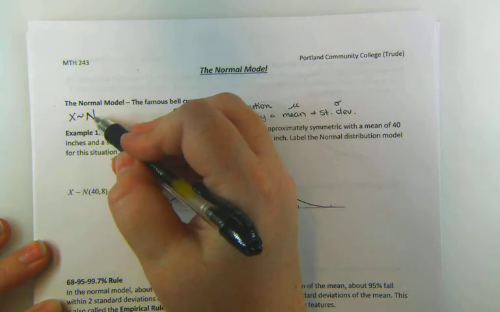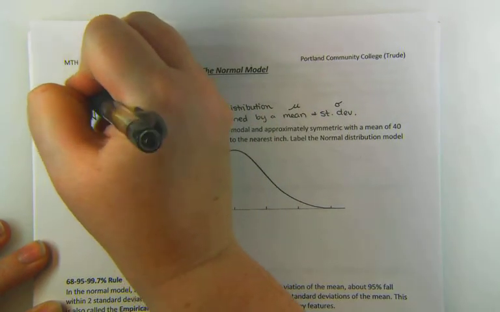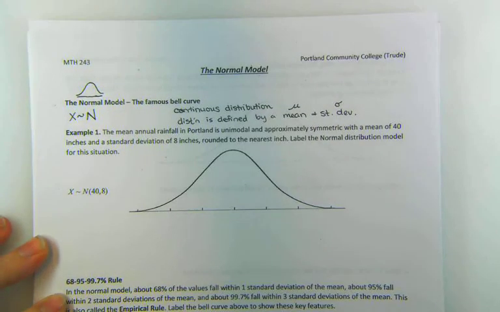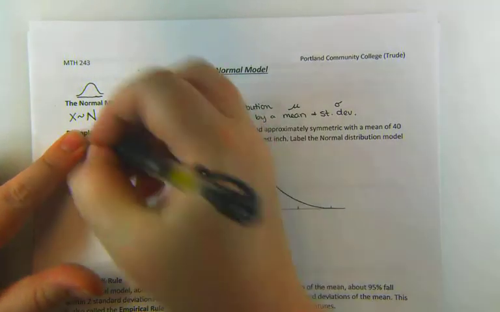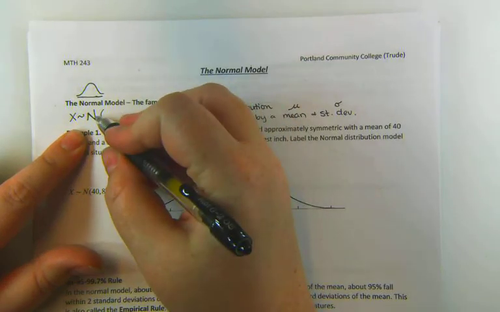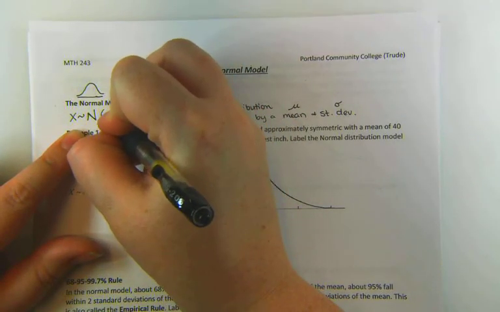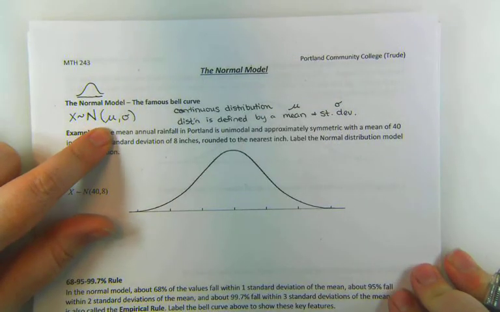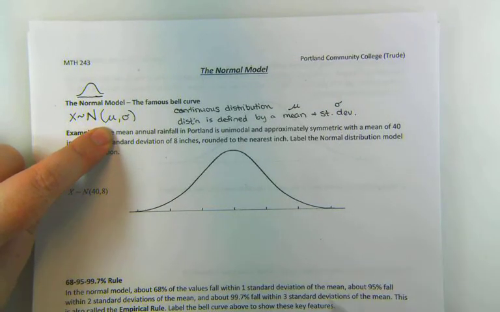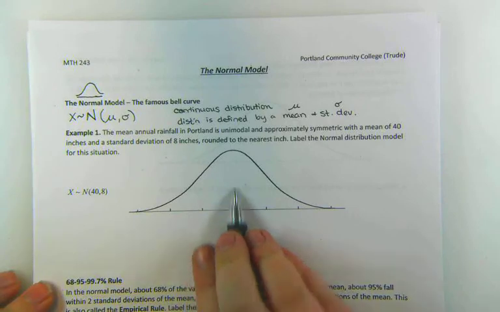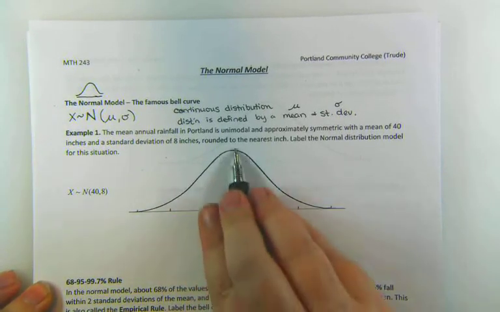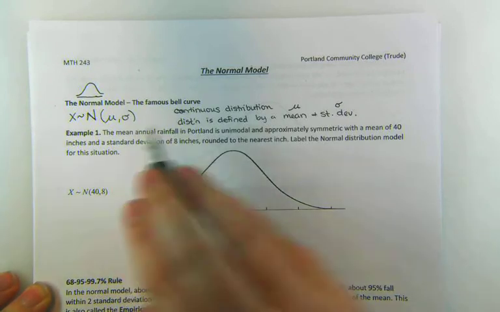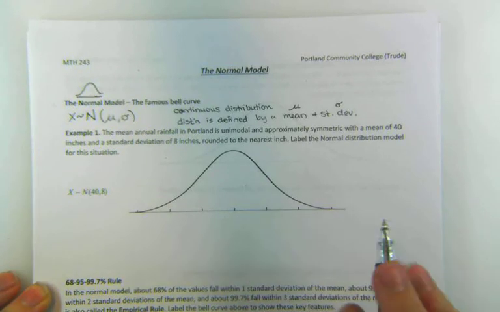Whenever you see the word normal, or this capital N, I want you to immediately think about a bell-shaped curve. That's what we're describing with that word normal. The information that the normal model needs is a mean and a standard deviation. The mean tells us the center. It's where we expect to be most often, so that's where our peak is. Right in the middle is going to be our mean.